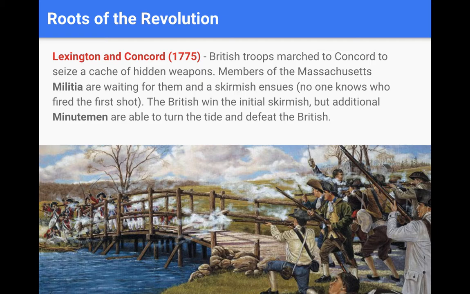So the British troops realize, hey, there's no cache of weapons here. The people of interest are gone. There's no real reason for us to be here. So things are beginning to actually de-escalate. The British are about to leave, but then someone fires a shot. And we, just like the Boston Massacre, we don't know who it is.